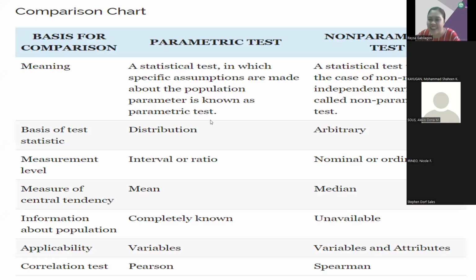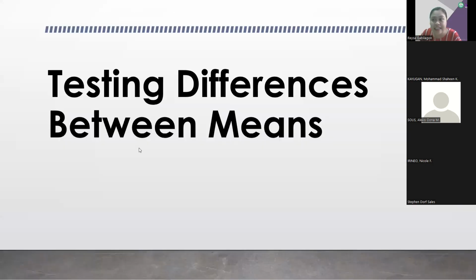Okay, let us start. Let's have a little review first about our lesson last meeting. We started our discussion about paired t-test. Okay, we are still discussing the different statistical tests for testing differences between means.